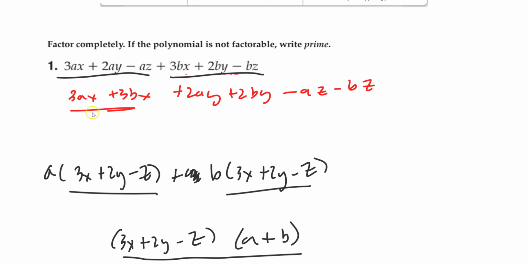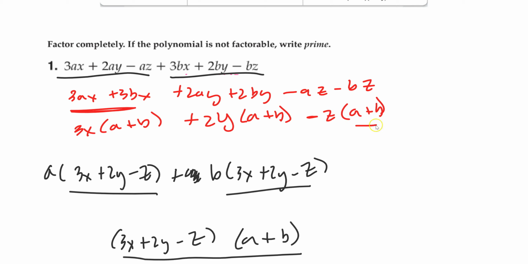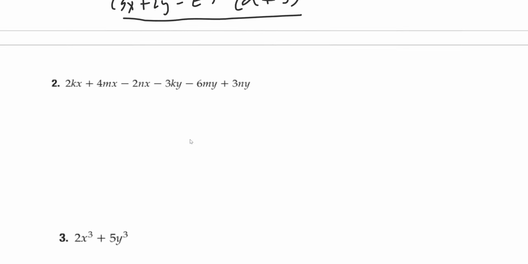In this case, you could factor out a 3x, you get a plus b. And over here, you can factor out a 2y and get a plus b. And over here, you can factor out a negative z and get a plus b. And if you notice, these all match. So you get a plus b and left over 3x plus 2y minus z. So 2 ways to do it. I think most people like to cut it in half and just do it that way, but it's more than one way to skin a cat. So anyway, next one.